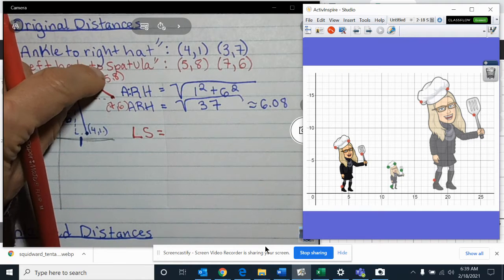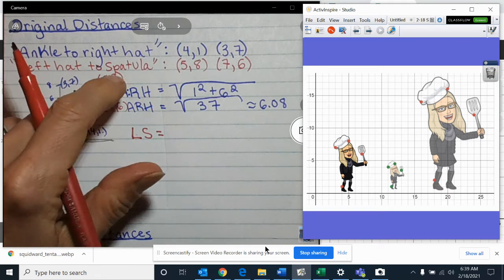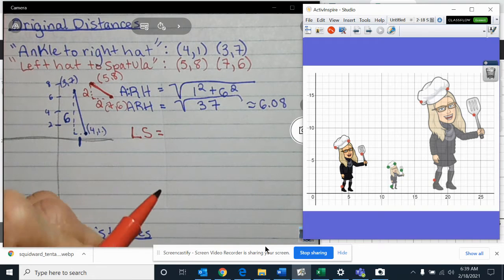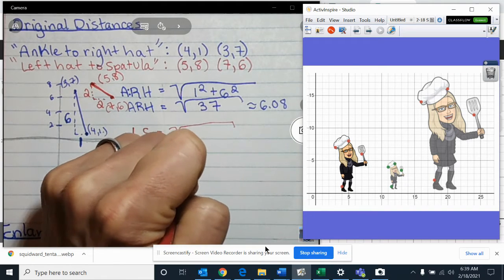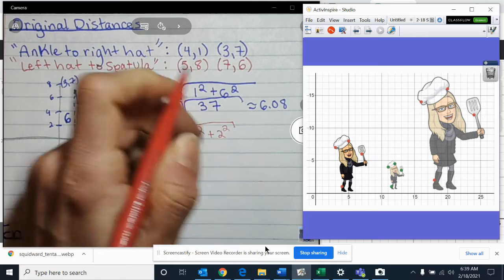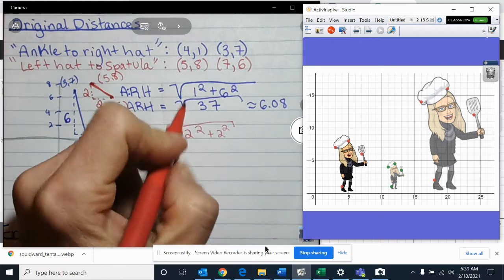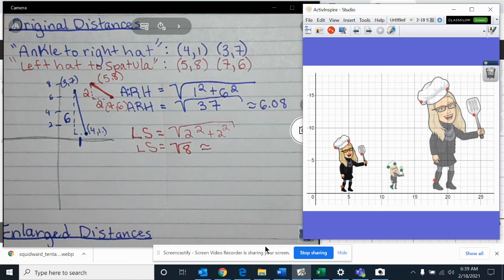So then looking from 5 to 7, we've gone 2 spaces horizontally. And then vertically, we've also gone 2 spaces. So we have 2 squared plus 2 squared. And so we take the square root of 2 squared plus 2 squared. 2 squared is 4. 2 squared is 4. 4 plus 4 is 8. And then when we take the square root, we get 2.83.